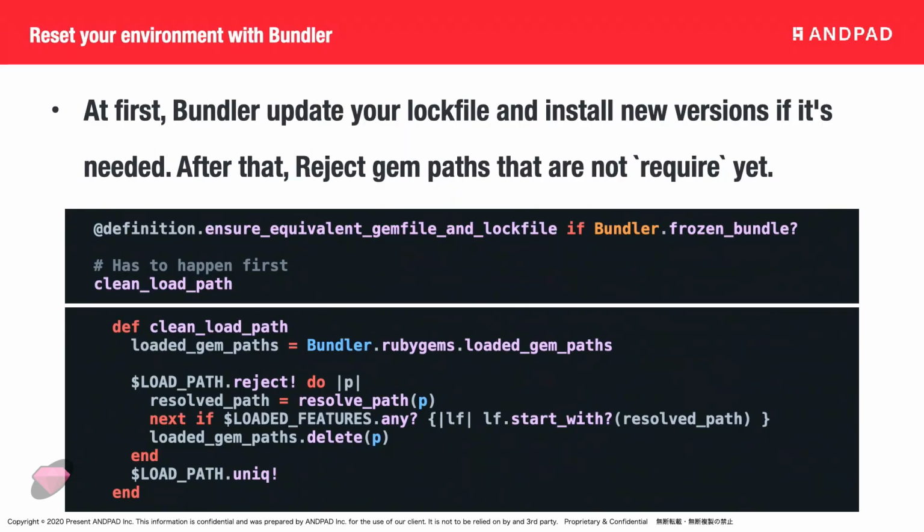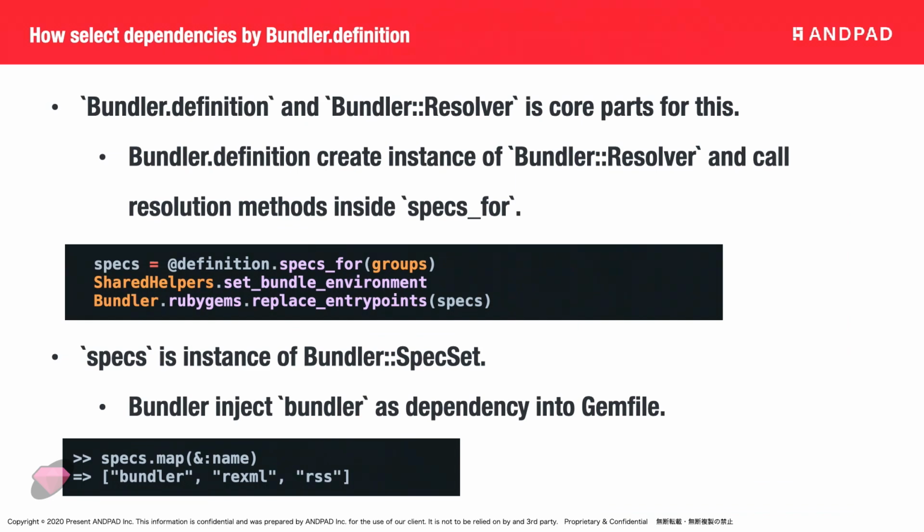At first, Bundler setup verifies the Gemfile and its lock file. If you need to install gems defined by the lock file, Bundler will install them. After that, Bundler will invoke the clear load path method. This method rejects unnecessary paths from the load path in your environment variables. When you are using Bundler, only paths related to Bundler, RubyGems and Ruby internals remain.